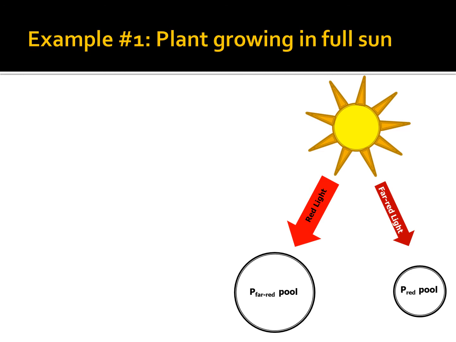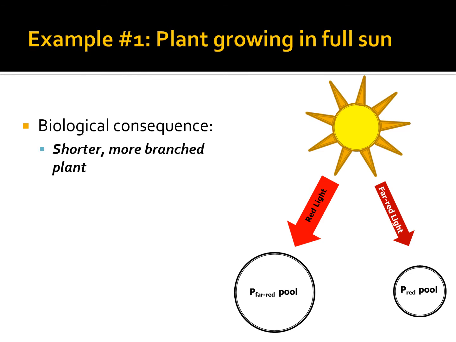All right, so now that we understand how these diagrams work, let's think about a plant that's growing in full sunlight. So the biological consequence here is because there's more of the phytochrome in the far red form, the plant is going to grow shorter and be more branched than a plant that was not growing in full sunlight, or that was growing in the shade, for example.